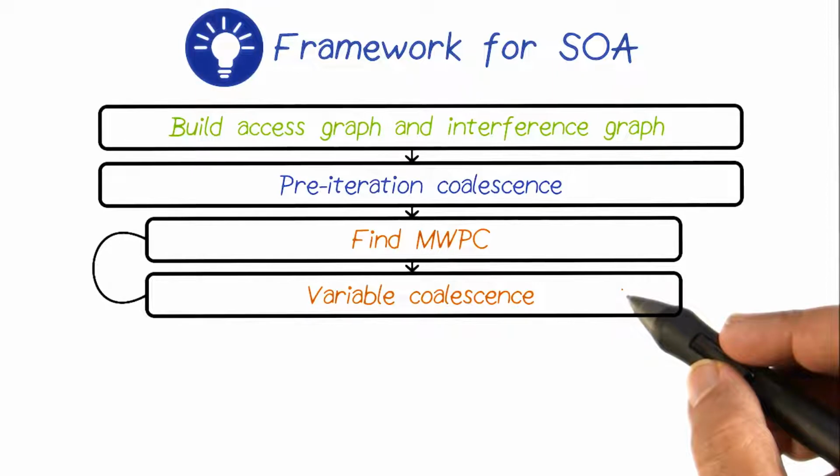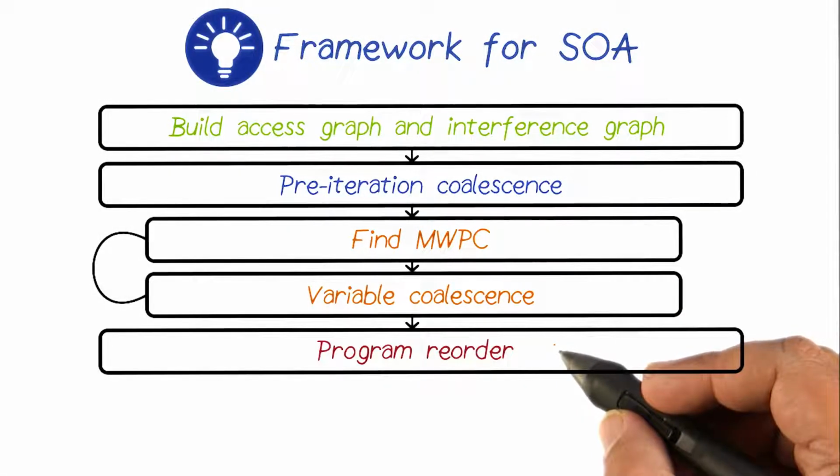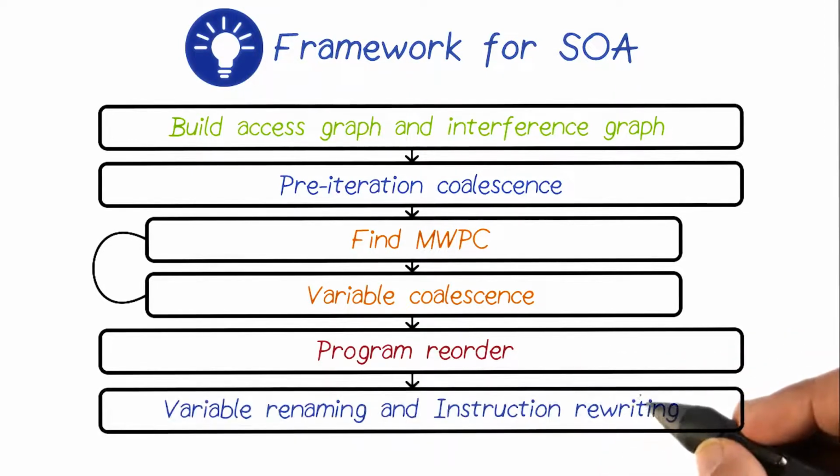At each step, we find the MWPC solution and reject the solution if it has a higher cost than the best solution that we have so far. Finally, we perform program transformations: reorder the statements and apply the associative and commutative transforms. After this step, the variables are renamed as per their new home locations, memory locations, and the instructions are rewritten too to access the variables from those locations. And now the code is ready for generation using SOA.